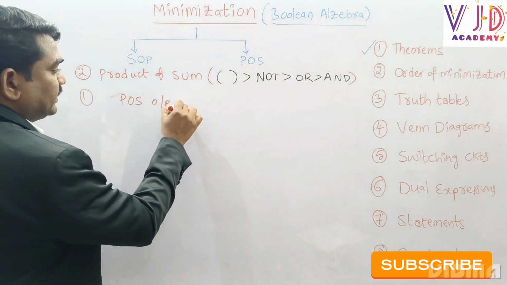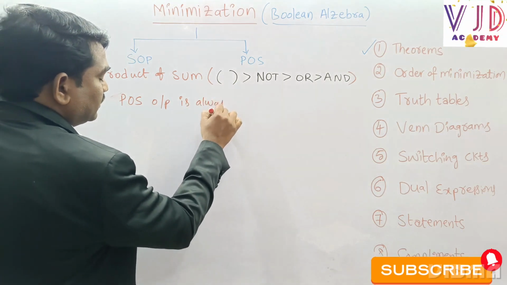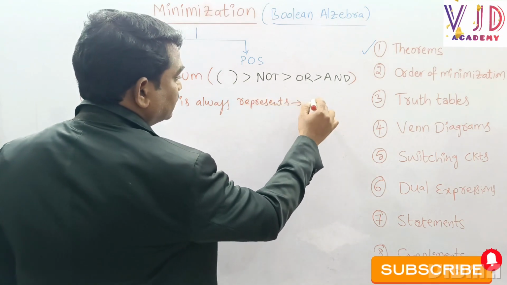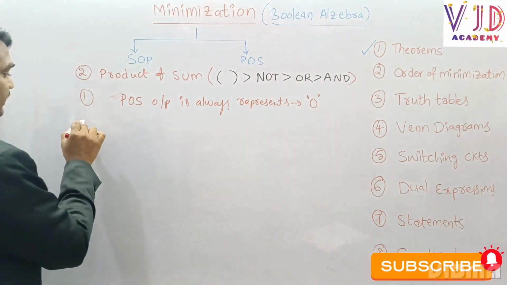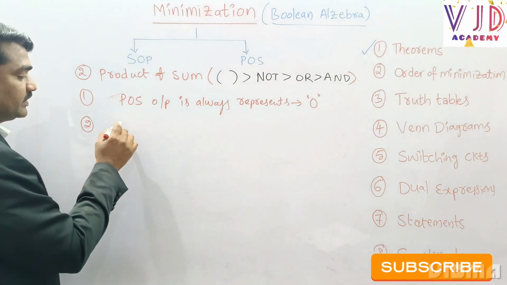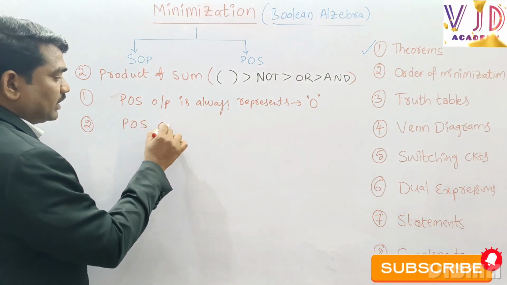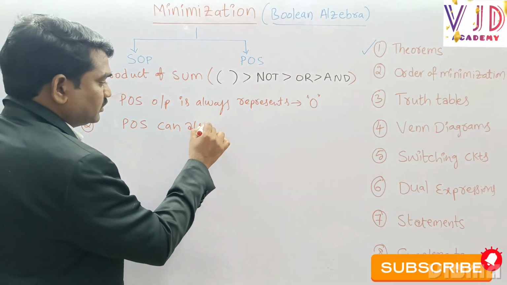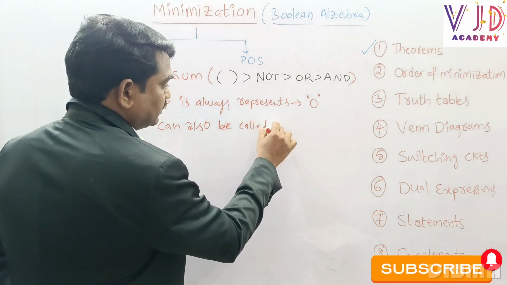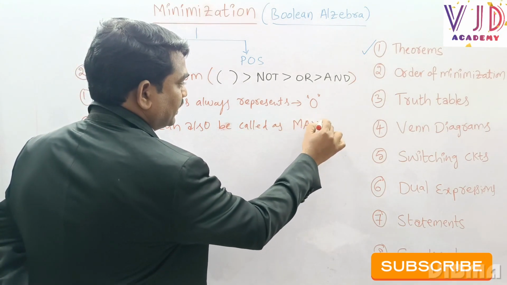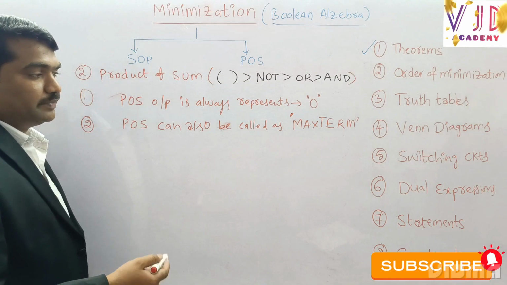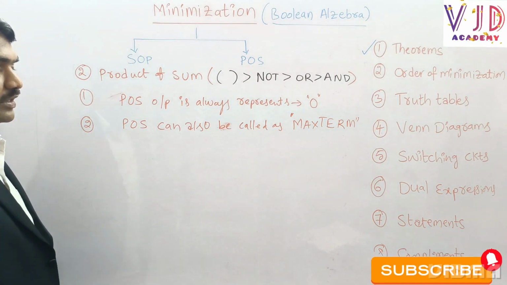POS output is always represented with 0. And now the second point we can say here, sir, each and individual term in POS can also be called a max term. SOP can be called a min term, whereas POS can be called a max term.